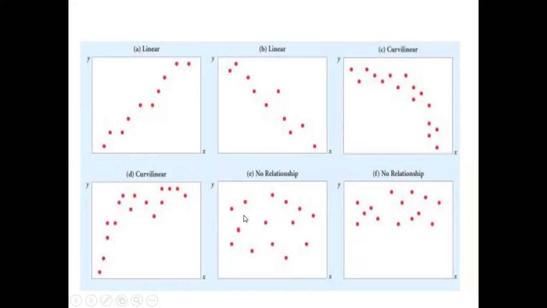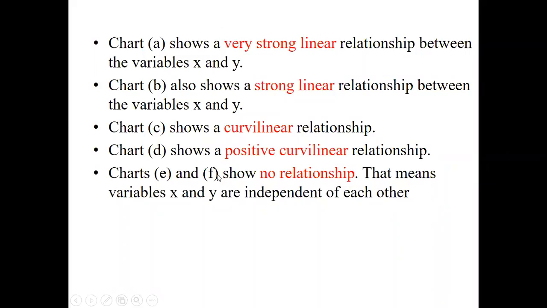And chart E and F, if you see, there is no regularity here. So it shows no relationship. When you draw a straight line, there is no relationship. See here, x is increasing. We cannot say that y is increasing or decreasing. Both things are there. So we can call it no relationship. That means variables x and y are independent of each other. In these two, there is no relationship. x and y are independent of each other. This is the explanation of whatever I showed in the previous slide about the charts.